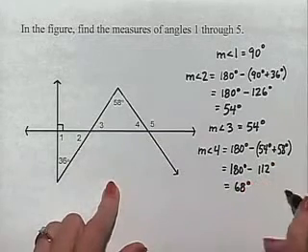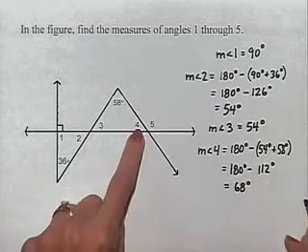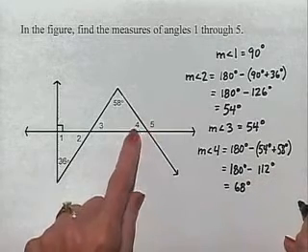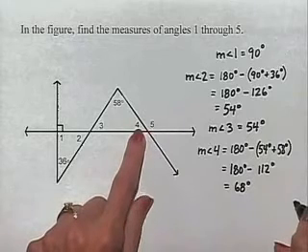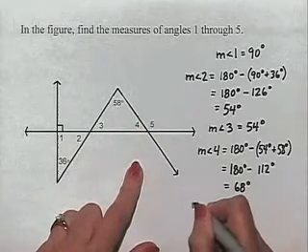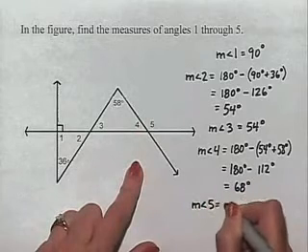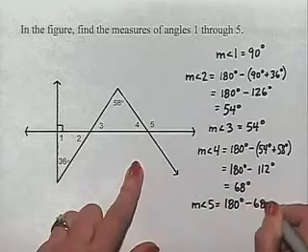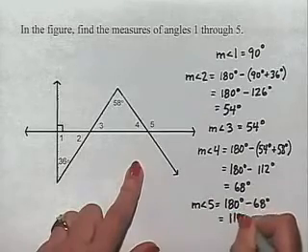And finally, if we know that angle 4 is 68 degrees and we're trying to find the measure of angle 5, we notice that these two angles are adjacent and they form a straight angle. So therefore, the measure of angle 5 can be found by taking 180 degrees minus 68 degrees, which is 112 degrees.